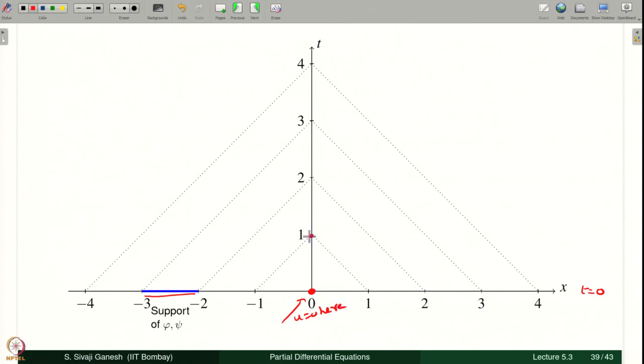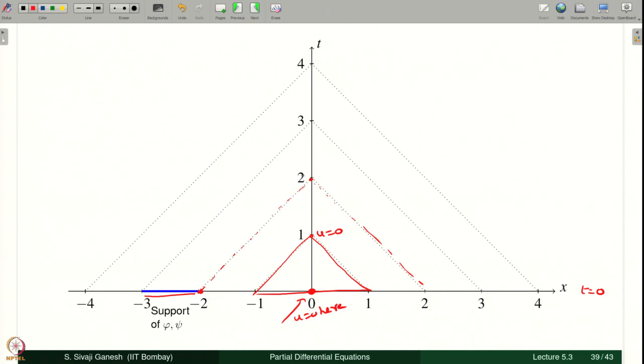Let us consider time instant 1. Then also, if you see from our formulae, this does not intersect the interval minus 3, 2, therefore u is still 0 here. When you go to 2, that is when you pick up some information from the interval. It has reached this point 0 at time t equal to 2, because it is hitting this point. Possibly phi is non-zero here, who knows. But because the support of phi and psi is 0 outside, it will be 0 only. Here phi of 0, phi of minus 2, psi of minus 2 will be 0. So till time 2 you will not reach.